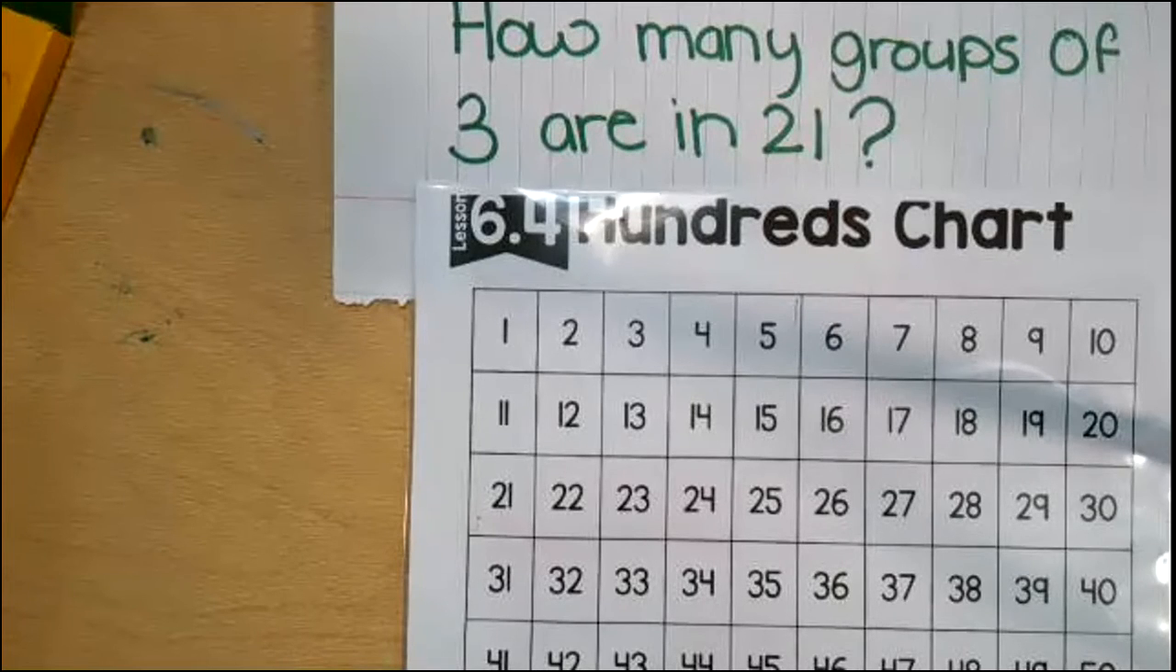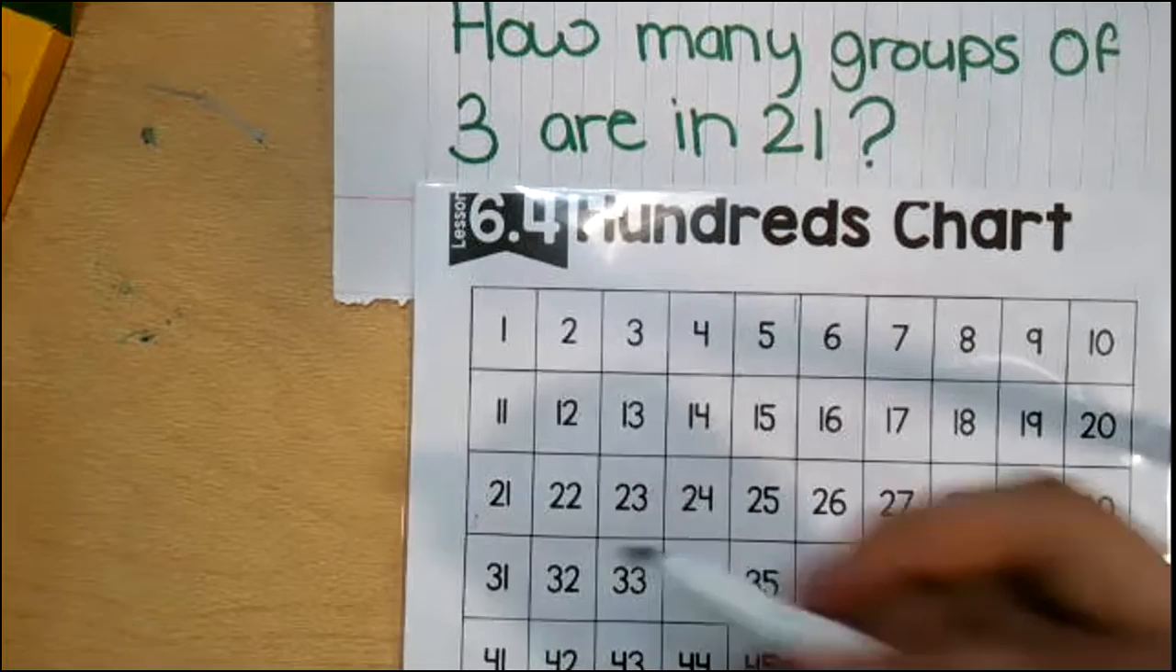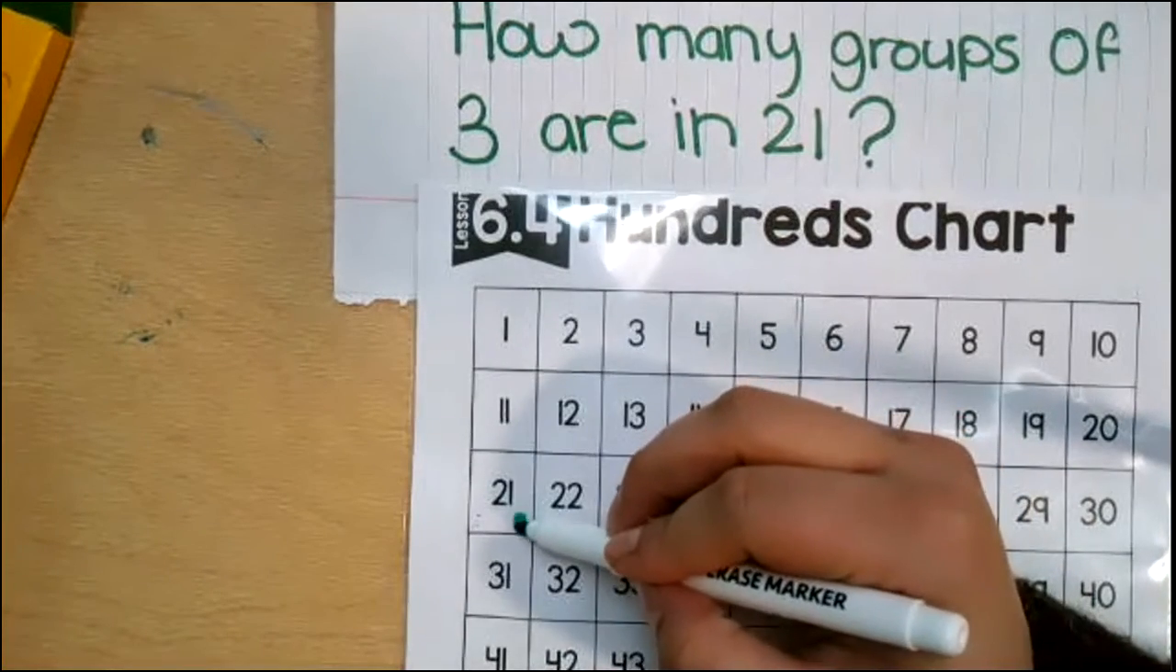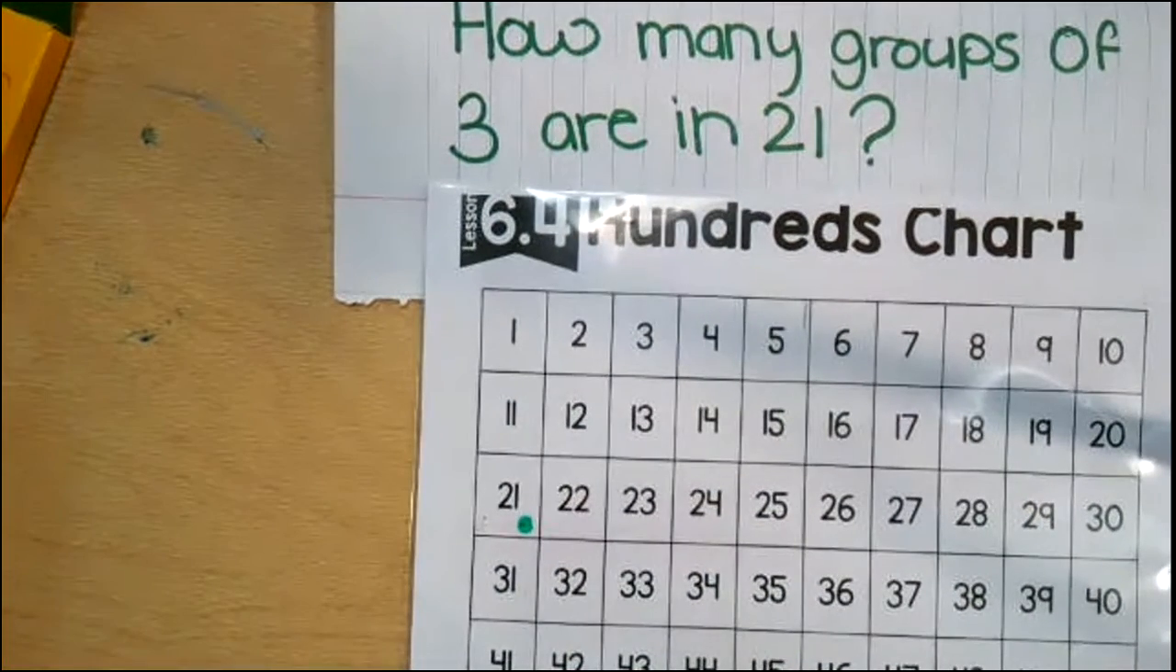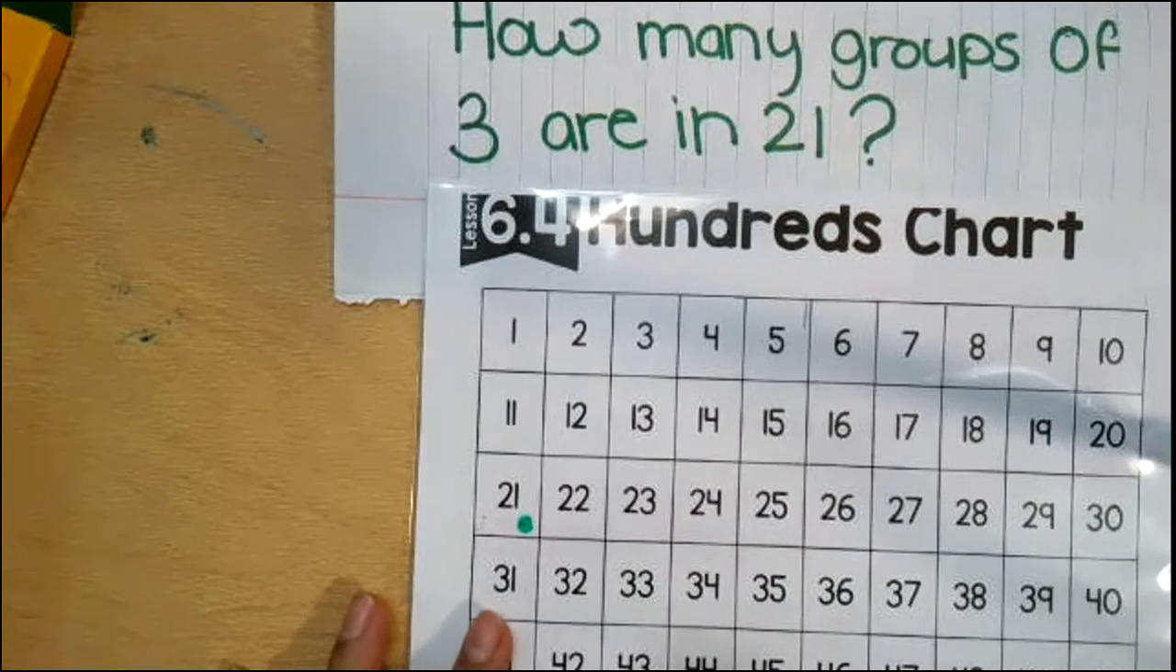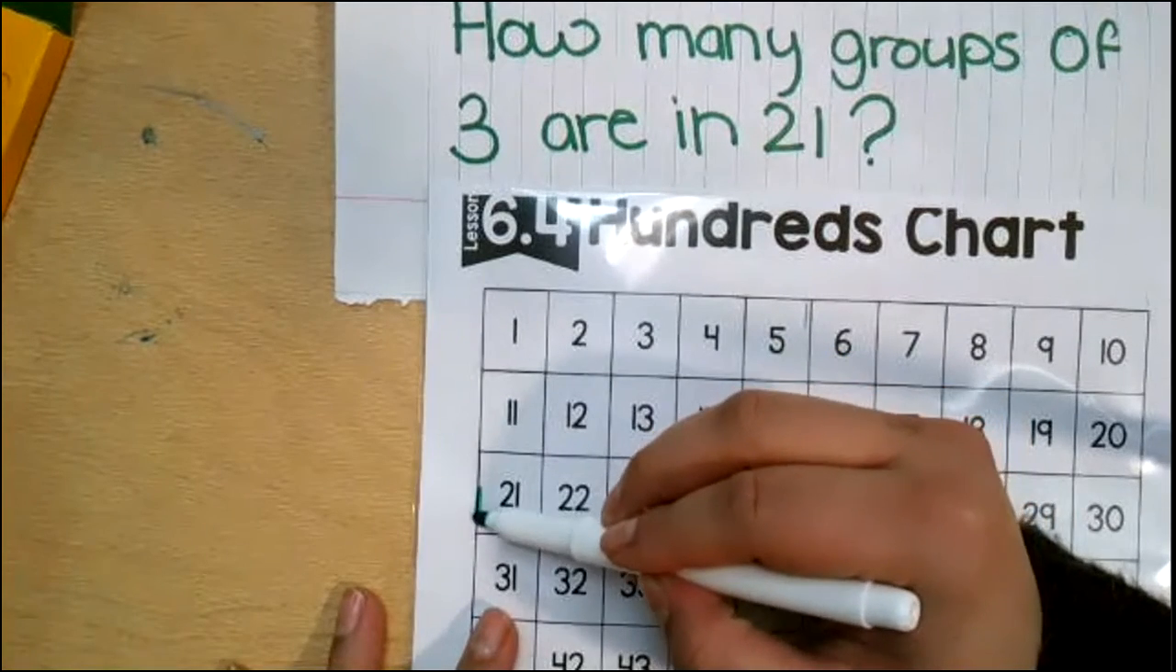So our first example is going to be how many groups of 3 are in 21. So remember, you need 2 different colored crayons or colored pencils. So how many groups of 3 are in 21? So our first step is to go to our hundreds chart and find the number 21. Now, how many groups of what number are we looking at? Right, we're looking at how many groups of 3. So we need to make groups of 3.